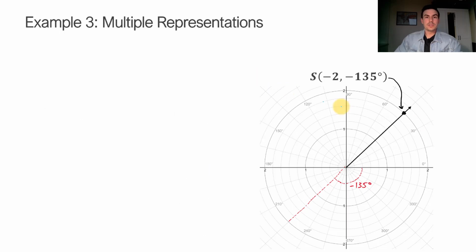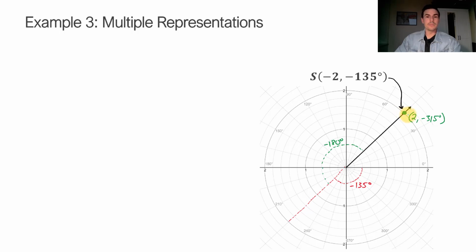Now, looking at multiple representations. What would happen? I've got this point right here, and yes, -2, -135 degrees lands us at this point, right? But what happens if I were to subtract another 180 degrees? Well, can you see that we just land at that exact same point? Now notice here when we do that though, I still have an R value of 2, but now it's +2.